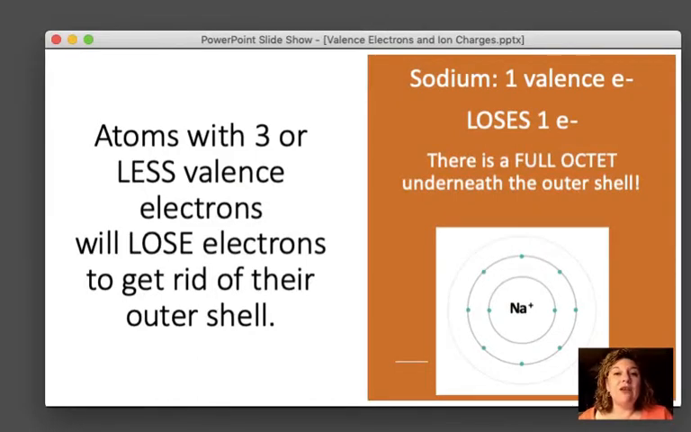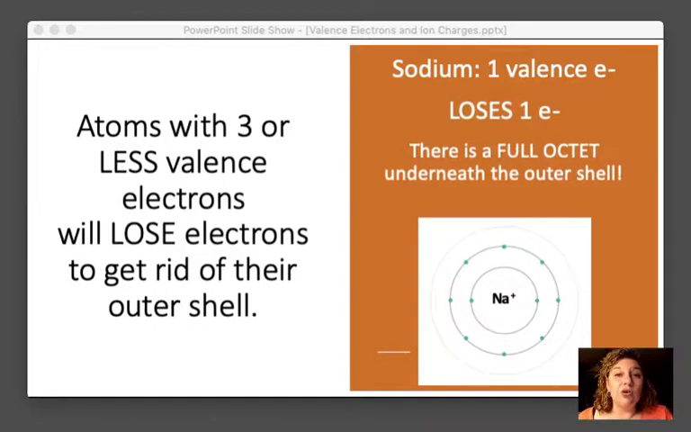Okay, atoms with 3 or less valence electrons. So this is like metals, right? Group 1, 2, or 3. They're going to lose electrons. This is the sodium one that I showed you before. You got the 1, 2, 3, 4, 5, 6, 7, 8 here. 8 electrons here. And then you just got this one lonely guy in the outer ring.